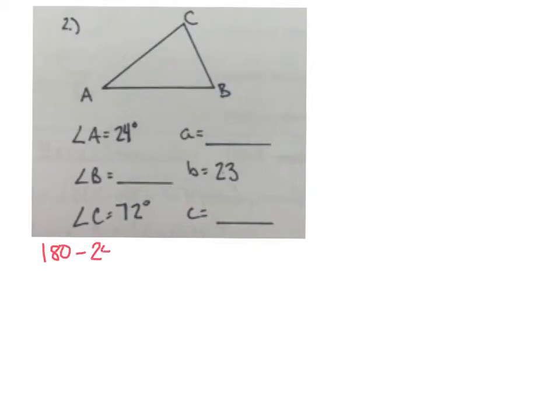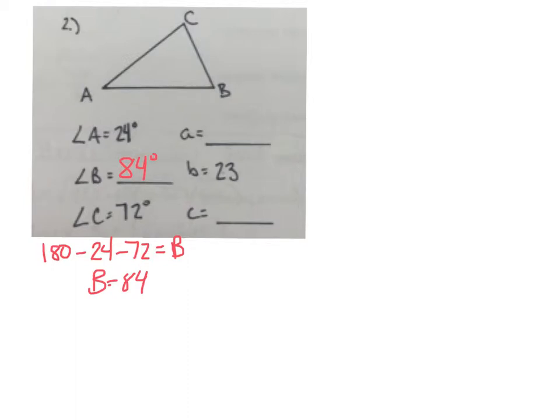I've already used 24 of them for angle A and 72 of them for angle C. So when I subtract them off, everything that's left should be angle B. So B is equal to 84, which means angle B is 84 degrees. Now let's move on to the sides.